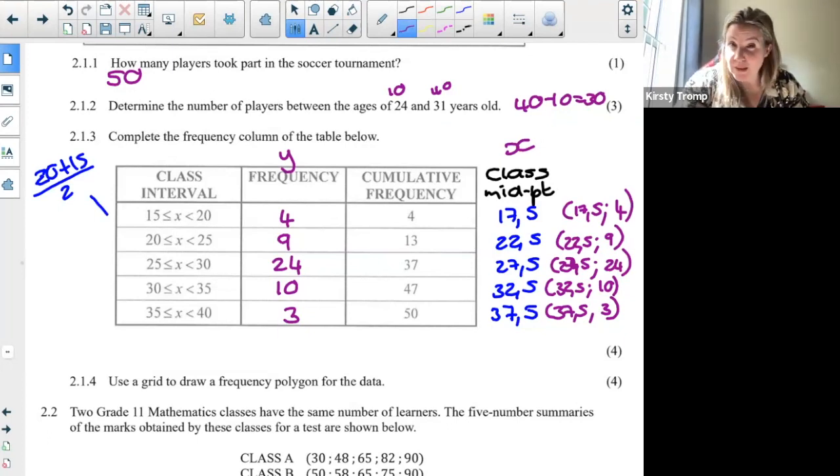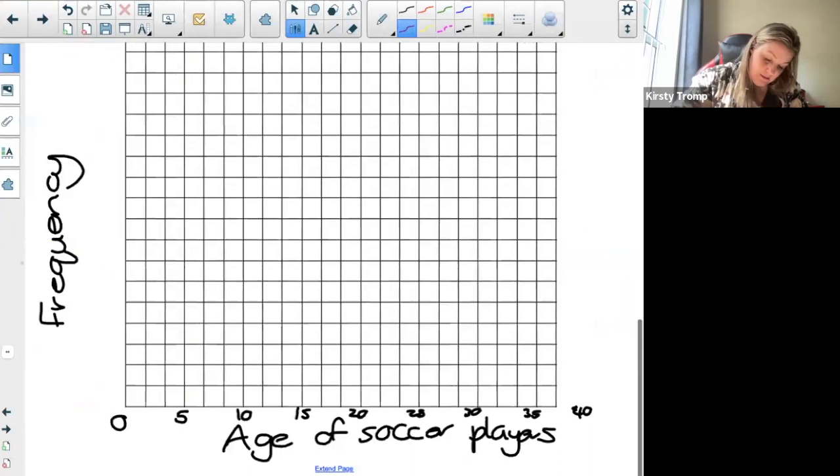Okay, I hope you're all with me. I hope you understand where I get those points from. I haven't got anyone questioning me yet. All right. So let's go back. To plot it on my grid is going to be kind of tricky, but I'm going to try as best I can. Here we go.